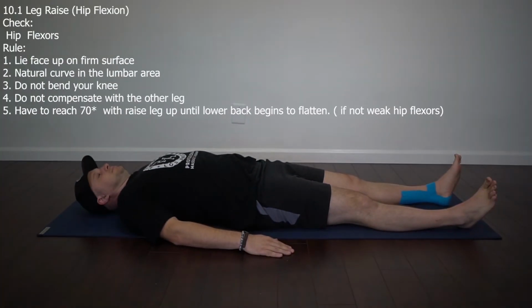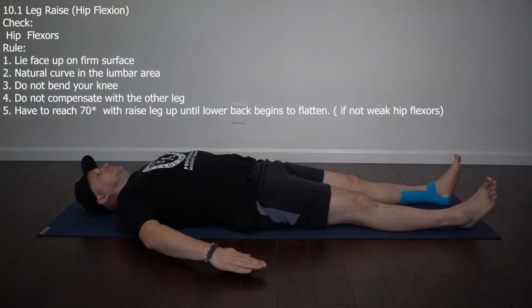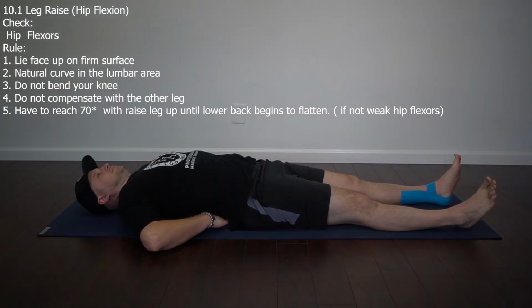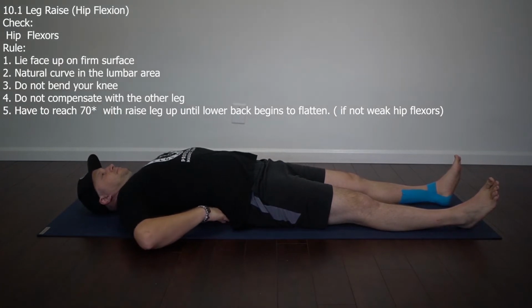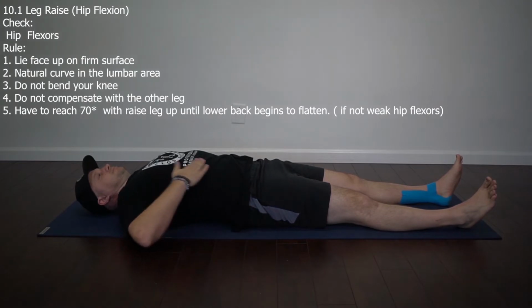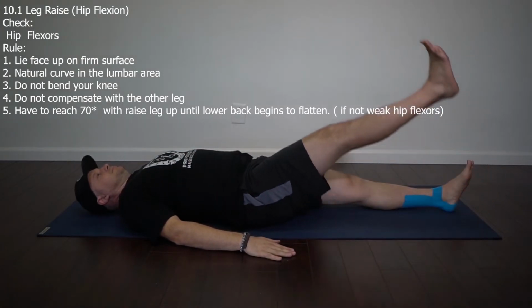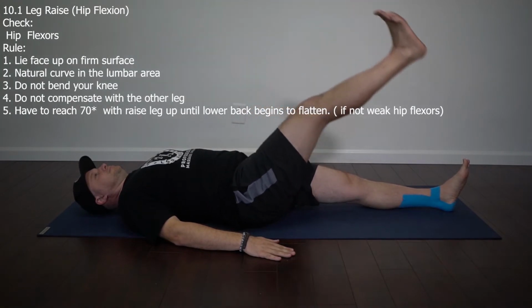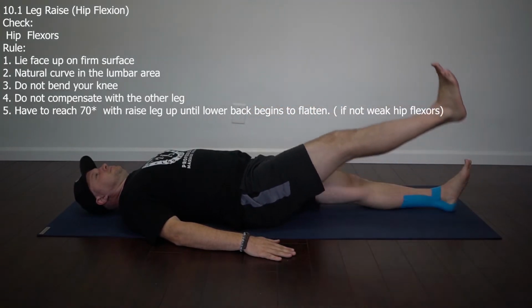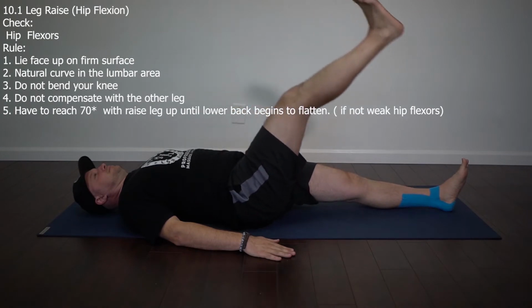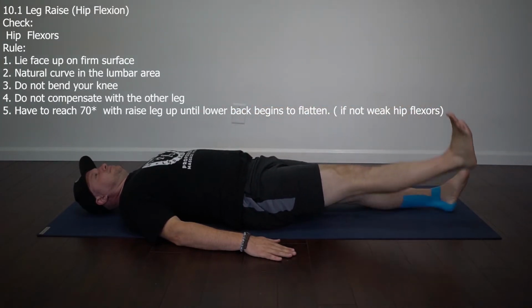Next test, it's a leg raise or hip flexion test. Lay down flat and try to keep neutral spine of your lower back. Try to slide your fingers under the lower back. And if you slide more than your fingers, you're not keeping neutral. Try to be flat. Next, you're gonna raise your leg up straight. Don't try to bend your knee. If you bend your knee, you might have a tight hamstring and weak hip flexors.